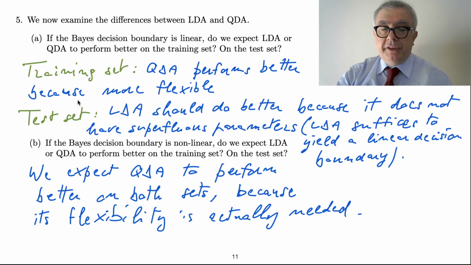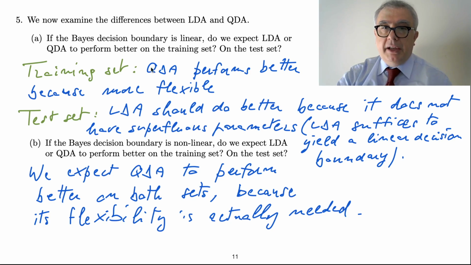Question about the differences between linear discriminant analysis and quadratic discriminant analysis. Some questions. If the Bayes decision boundary is linear, do we expect linear discriminant analysis or quadratic discriminant analysis to perform better on the training set? And what about on the test set? Okay, what's the possible answer? Training set.